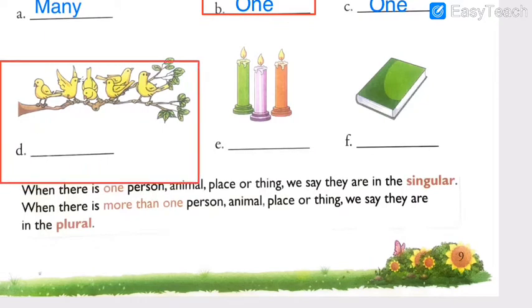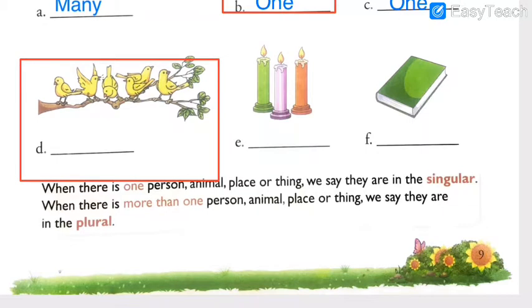Now in this picture, how many birds are there? 1, 2, 3, 4, 5, 6. That means definitely not one. Many are there, right? So we have to write many if it is more than one.